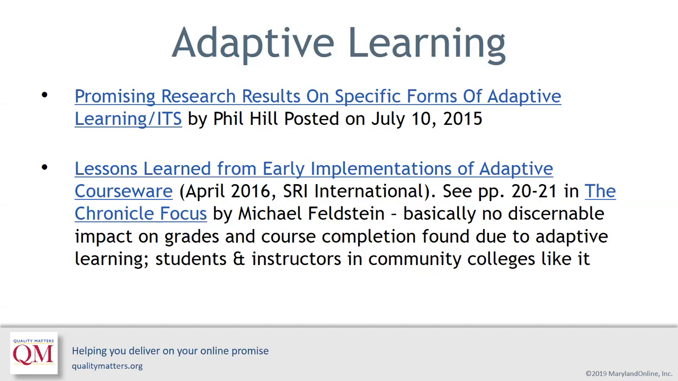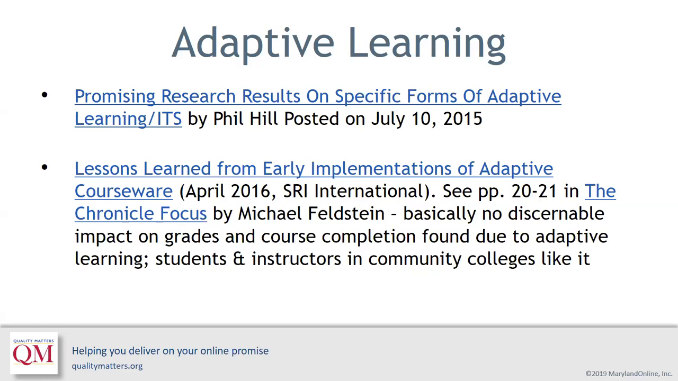This second study that I'm going to mention, basically I got to it through this article in the Chronicle Focus by Michael Feldstein. Oh, I'm sorry, no, this first one is the SRI International study, and it talked about lessons that were learned as a result of a few different studies. And then this Chronicle article by Michael Feldstein discussed them. And basically, the research showed that adaptive learning did not have a discernible impact on grades. It took a number of different schools, and I think a few of the schools showed some kind of a small bump in student grades, but there was no impact on student completion.